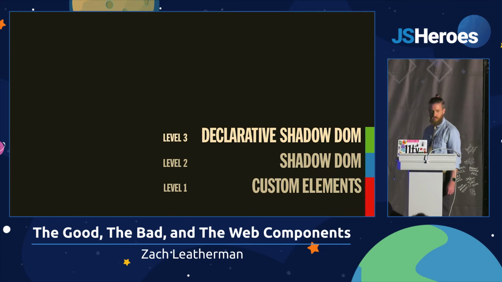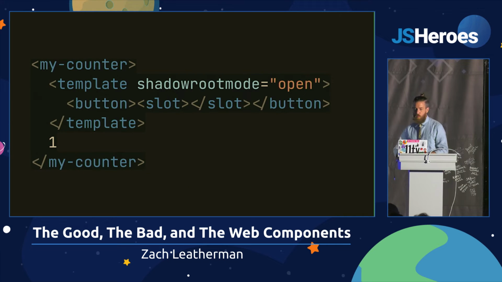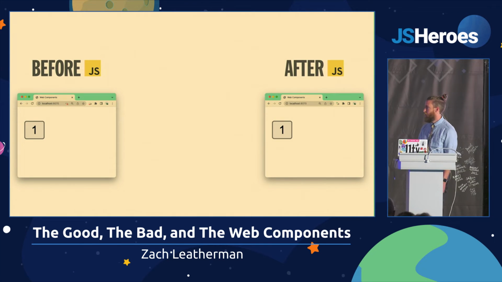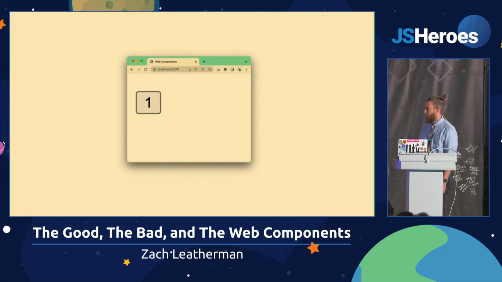So let's graduate to level 3. We're going to go straight to Declarative Shadow DOM. With Declarative Shadow DOM, we can embed our template inside of our component instance, which then has our template content, and all of this is handled by the web browser itself. We don't need JavaScript to upgrade. So in this respect, it's the same example, with no content layout shift, similar to the first example that we showed, which is great.